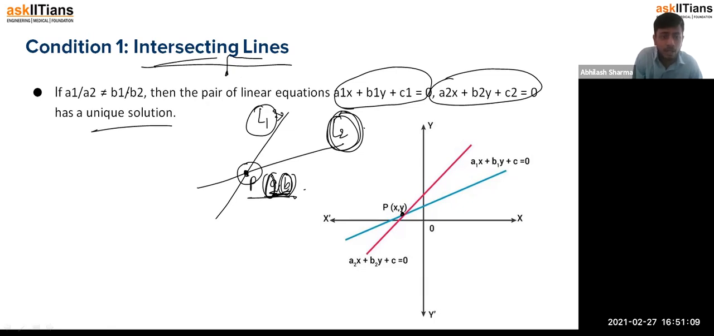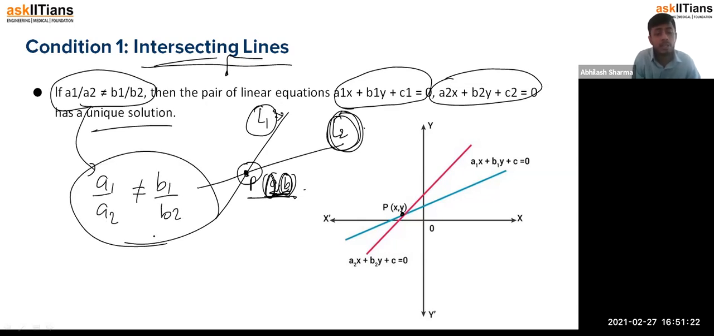And from our study of the cross multiplication method, we also know that for a unique solution case, a1 by a2 must not be equal to b1 by b2. So what can we say? That whenever a1 by a2 is not equal to b1 by b2, for sure it will represent intersecting lines. Such an important thing. Whenever a1 by a2 is not equal to b1 by b2, the lines will surely be intersecting. This also we can conclude.